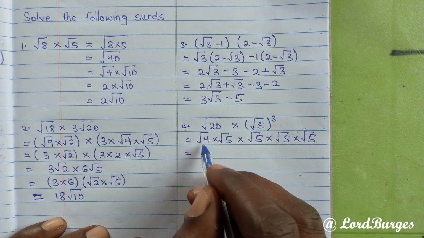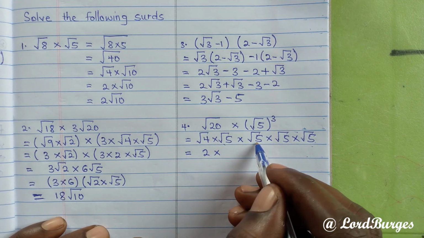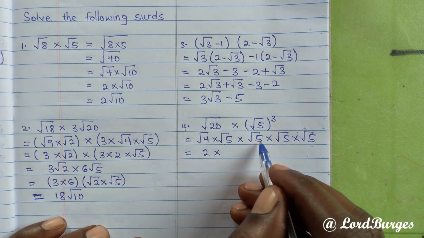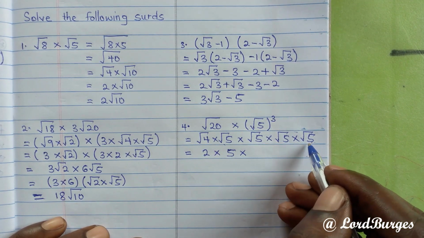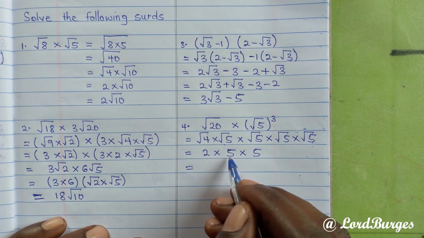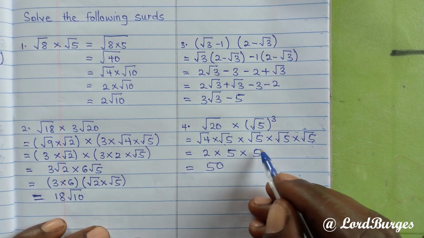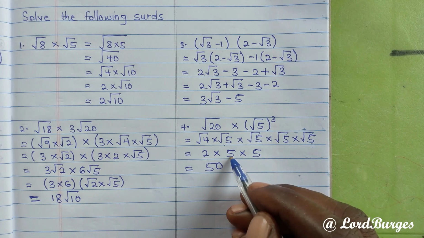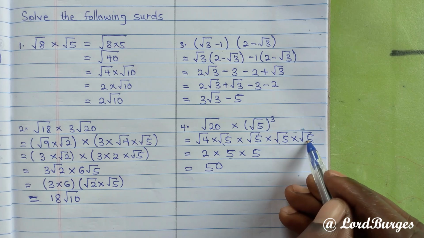Now root 4 is 2 by root 5 times root 5. From our previous lesson, realize that root 5 by root 5 is 5. Root 5 by root 5 again is also 5. So 2 times 5 is 10, 10 times 5 is 50. Because root of a number times itself is the number without the root. So root 5 times root 5 is 5, and root 5 times root 5 is also 5.